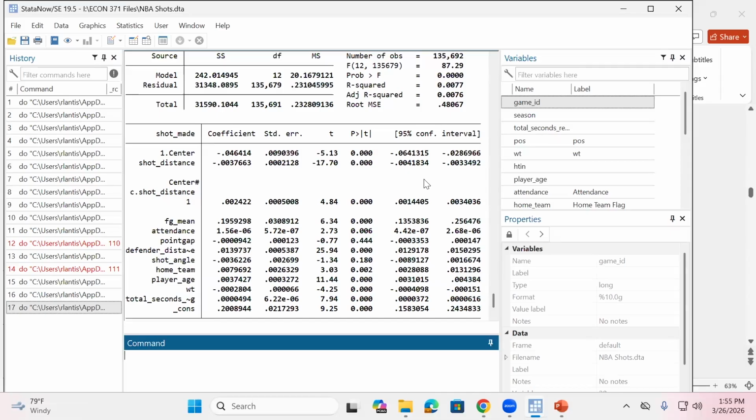But if I'm a center and I move 1 foot further from the rim, the total marginal effect would be negative 0.003 plus 0.002. I'm still not as likely to make the shot, but that decrease in the probability is not quite as large in magnitude, right? And it's all highly statistically significant. So these are interesting results, right? Maybe I just need to do some further exploration, as we've talked about. Maybe there are some things I'm not controlling for that I want to make sure I am.